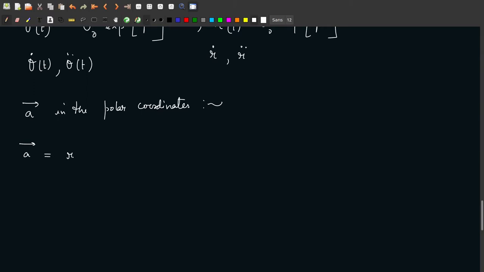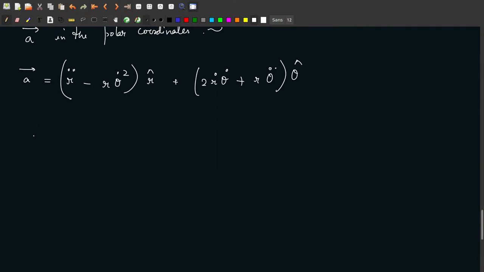Now the acceleration in polar coordinates is given as, and I'll just write down the expression, the acceleration is equal to r double dot minus r theta dot squared in the r cap direction, plus twice r dot theta dot plus r theta double dot in the theta cap direction. Good. So this should be a plus sign. Okay, yeah.